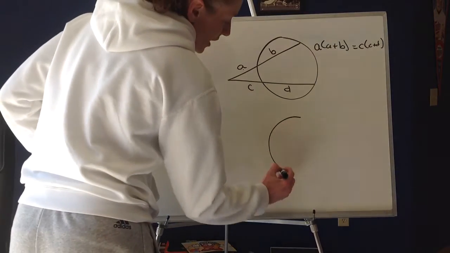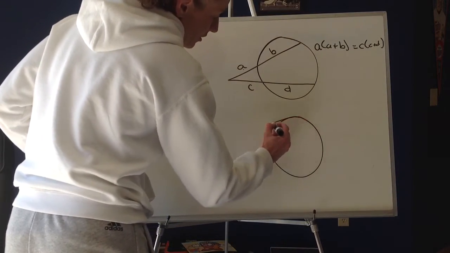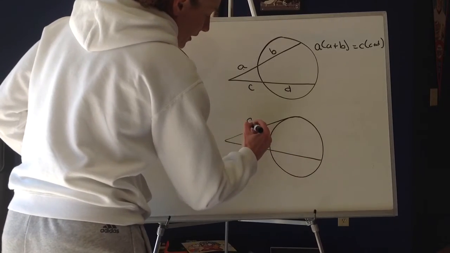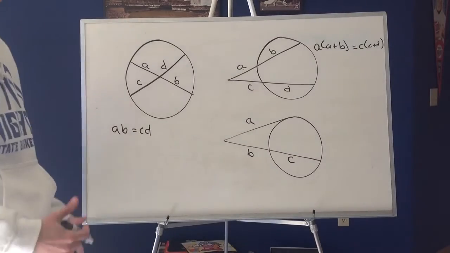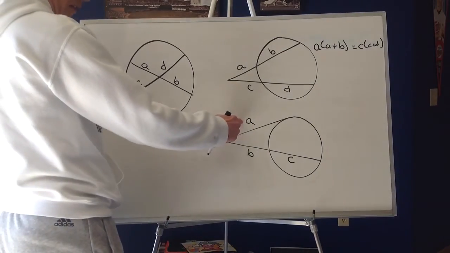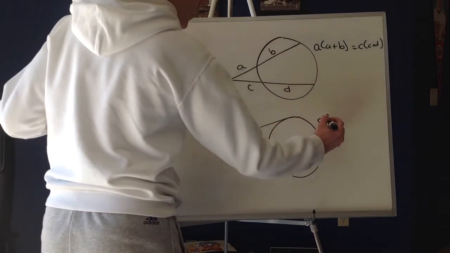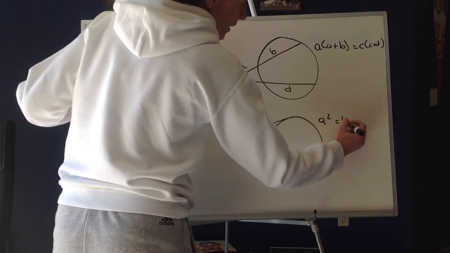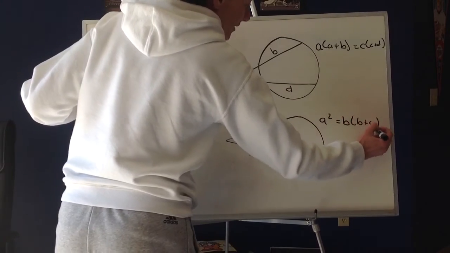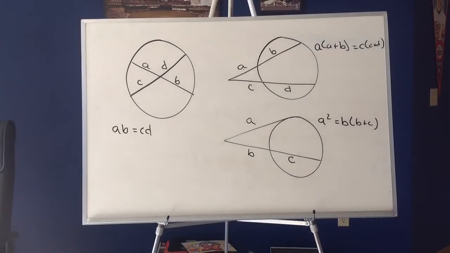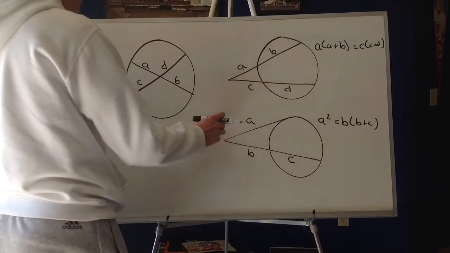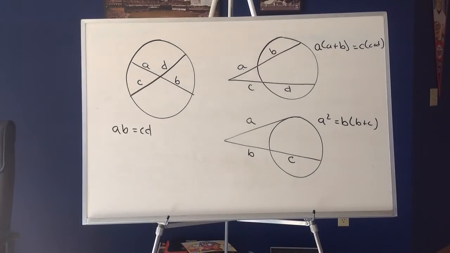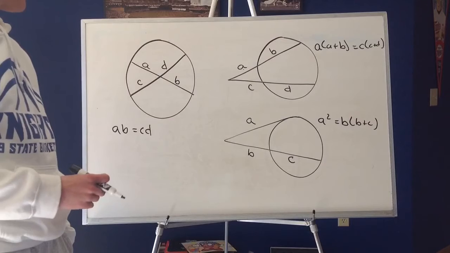And then the other type is, what if I have a tangent? What if it's something like this? If we have a tangent, we just square the tangent. So it would be a squared is equal to b times b plus c. Again, same thing with the secant, outer times the whole, but then the tangent is just going to be doubled, or excuse me, not doubled, but squared, taking it times itself.